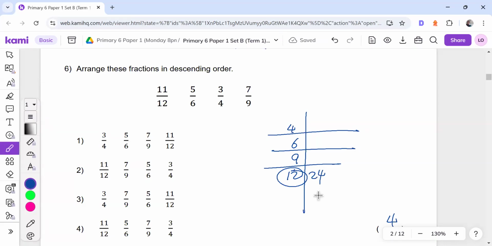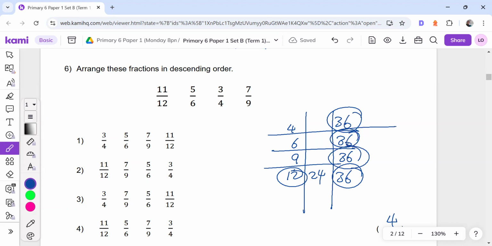12 times 2. Can 24 divide by 9? Cannot. Then go to the next multiple, 12 times 3, 36. Can 36 divide by 9? Yes. Can 36 divide by 6? Can 36 divide by 4? Yes. So this is your first common multiple. So this is a shortcut, and you will have to make the denominator into 36, right?